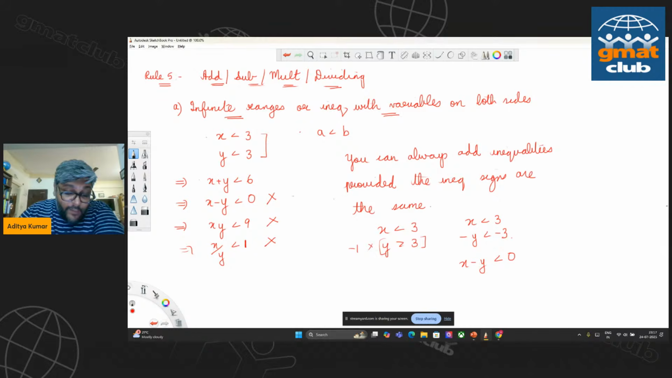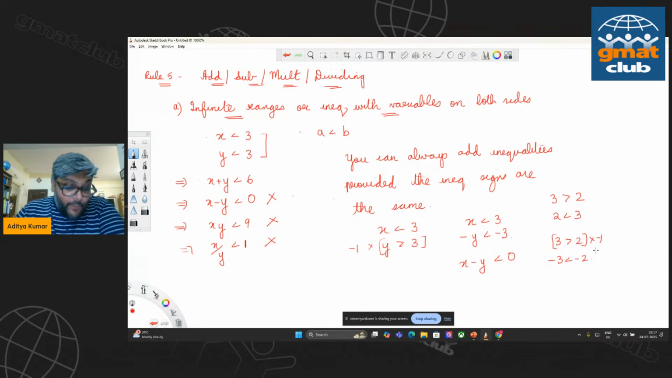You can make them the same sign always, right? There are two ways you can always change a sign. It's simple logic. 3 is greater than 2. The first way I can change a sign is to flip the terms around. If 3 is greater than 2, then 2 should be less than 3. The second way, if 3 is greater than 2, I can multiply the entire inequality by -1. -3 will be less than -2. So there are two ways I can always flip a sign: I can reverse the terms, or I can multiply or divide by a negative quantity. But if you want to add, the inequality signs have to be the same.